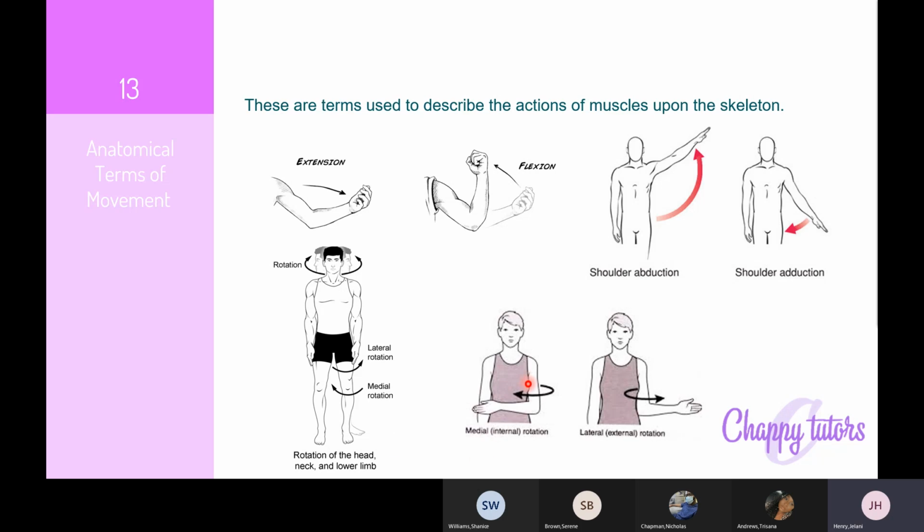You can see it here with the upper limb. Medial rotation, the hand moves in the direction towards the midline. Lateral rotation, the hand moves in the direction away from the midline. Right? Any questions as well?